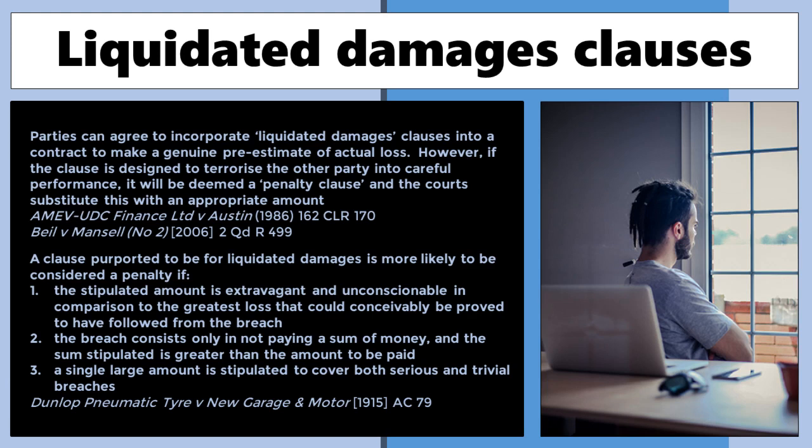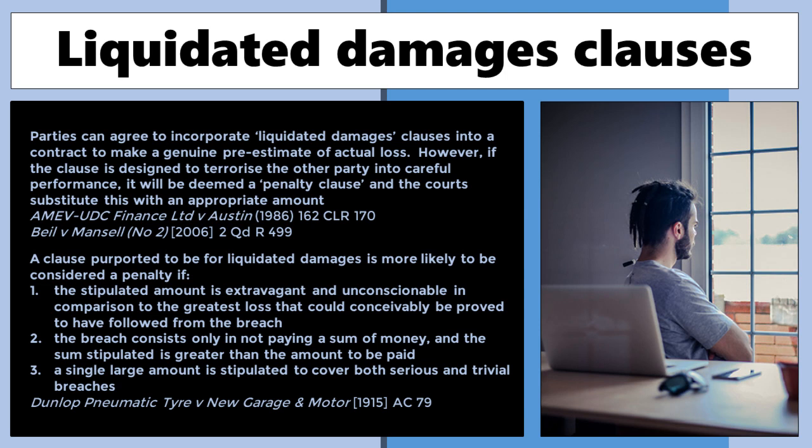They said that if the amount is large in comparison with the greatest loss that could happen, it may be a penalty. So say, going back to the example with me, with the ice creams, with Sukhpreet, if there was a clause that says, for every box you don't deliver, you pay me a dollar, that's probably a reasonable amount. It's not extravagant. It's not unconscionable. But if the amount that I had to pay was $200 per box, that's extravagant and unconscionable in comparison to the greatest loss that could conceivably be proved to have followed from the breach. He's never going to sell these boxes for $200 each.